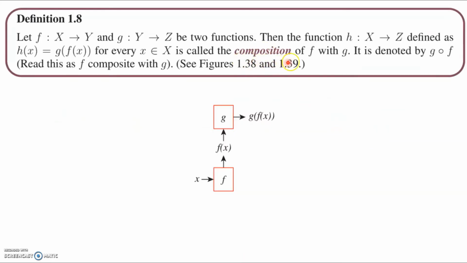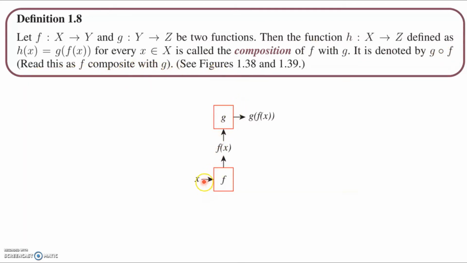Next, we'll see what is the composition of functions. Let f map X to Y and the function g, where Y maps to Z, be two functions. Then the function h, X maps to Z, defined as h of x is equal to g of f of x for every x belonging to X, is called the composition of f with g. It is denoted by g composition f. Read this as f composite with g.